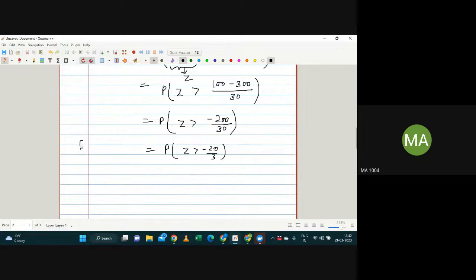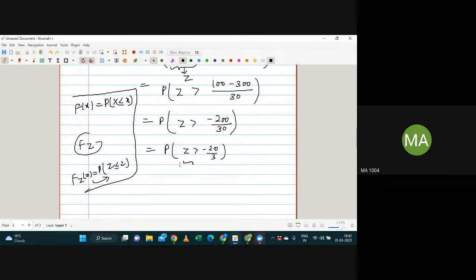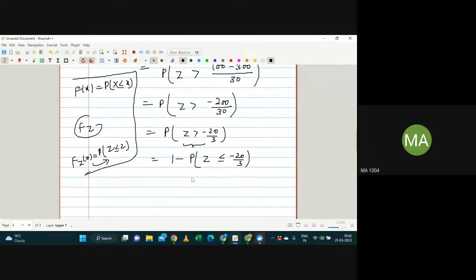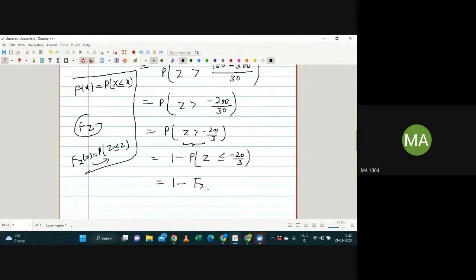Since we have to write it in terms of FZ, FZ basically represents the probability Z less than or equal to z, right? What is the CDF? Capital F of x is nothing but the probability of X less than or equal to x. Since this is in the form of greater than, I can write 1 minus the probability of Z less than or equal to minus 20 by 3. So it will be 1 minus FZ of minus 20 by 3. This should be the answer which some of you have already given.